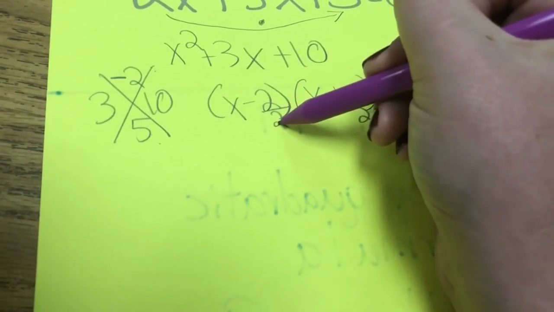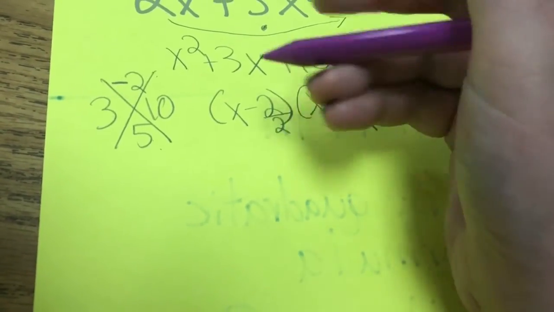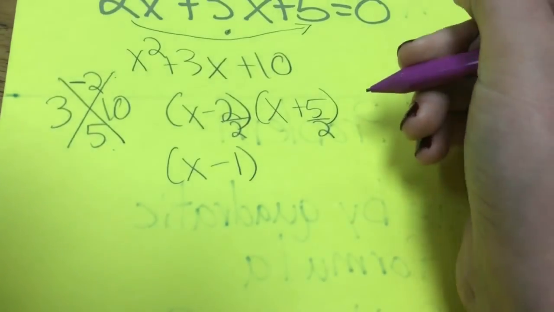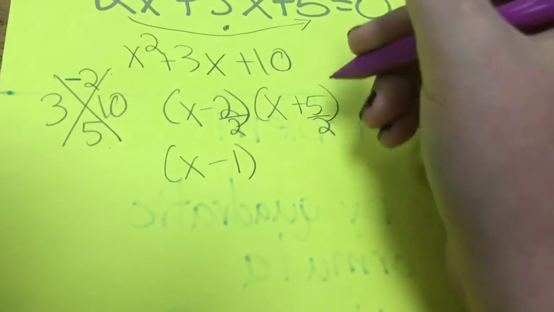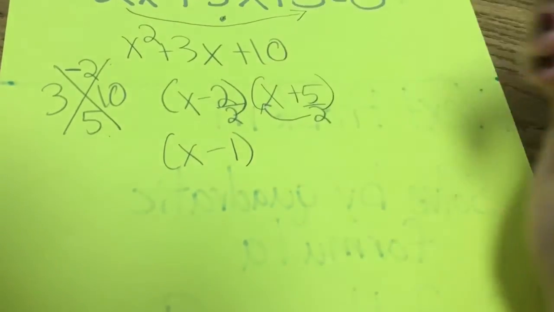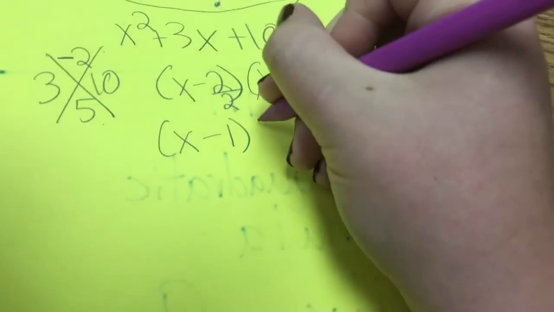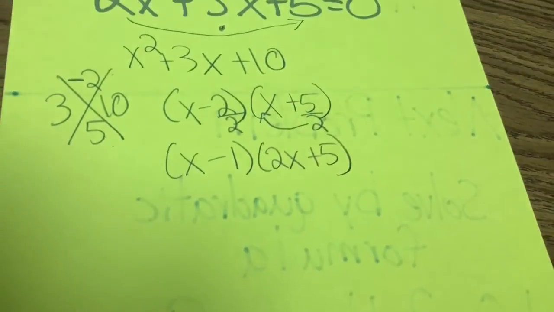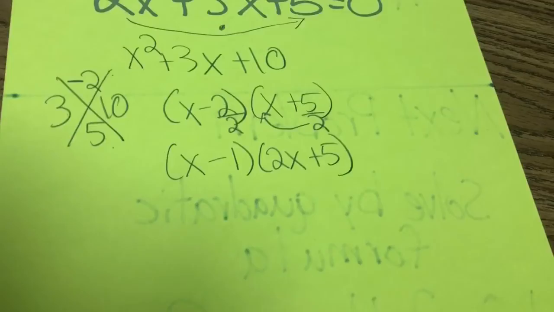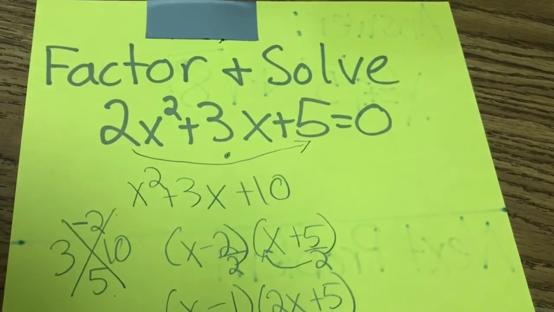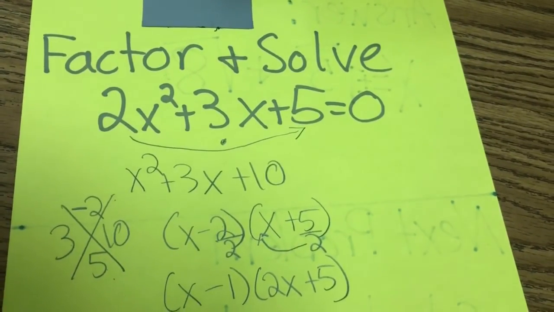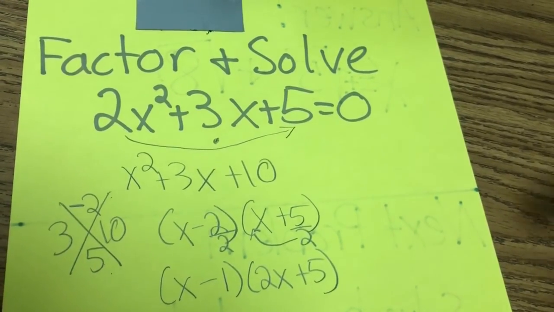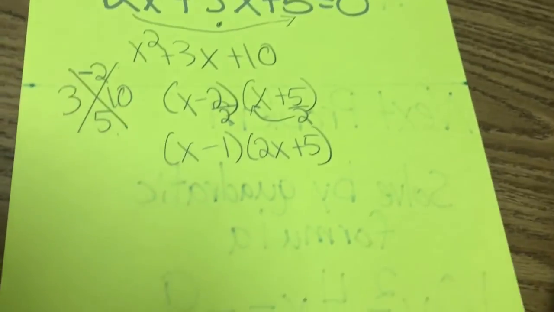So 2 divided by 2 gives us a whole number of 1, so we can simplify. 5 divided by 2 is not a whole number, so we slide it in front of the x. So we have 2x plus 5. Now that is our factored form. In this problem, we were asked to solve. If it says solve, we have to have our x equals. We have to set our parentheses equal to 0.